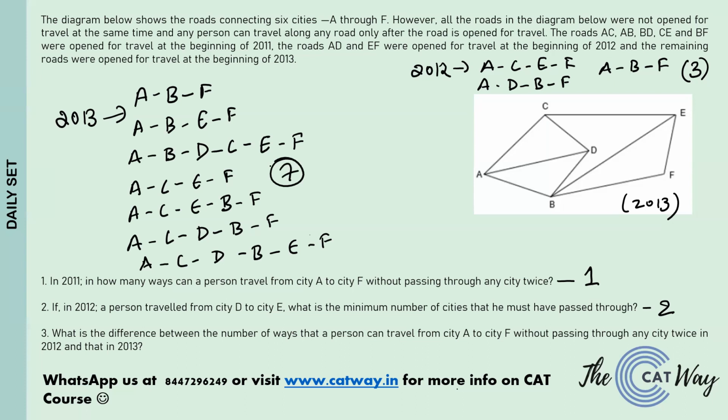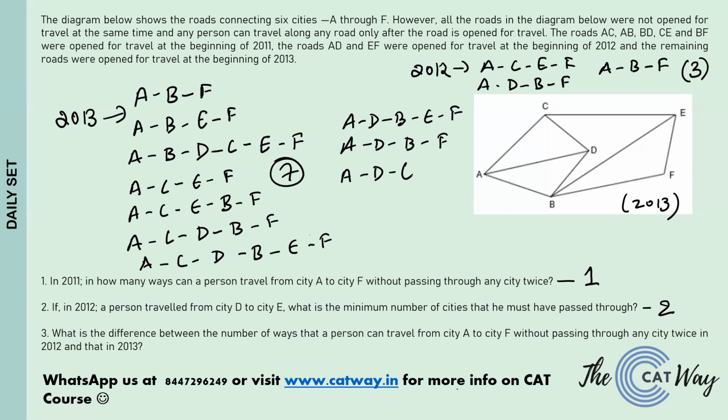Now one more way is left. A to D. So if a person goes from A to D, what options will he have? From D he can come to B, and from B he can go to F, or go to EF, or he can directly go to F from B. Now let's explore the other way around. So A to D is there. From D we took the route where he went to B. Now we'll take the route when he went to C.